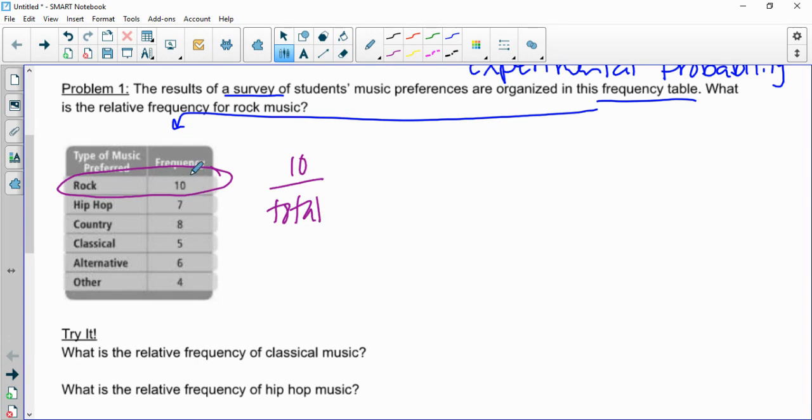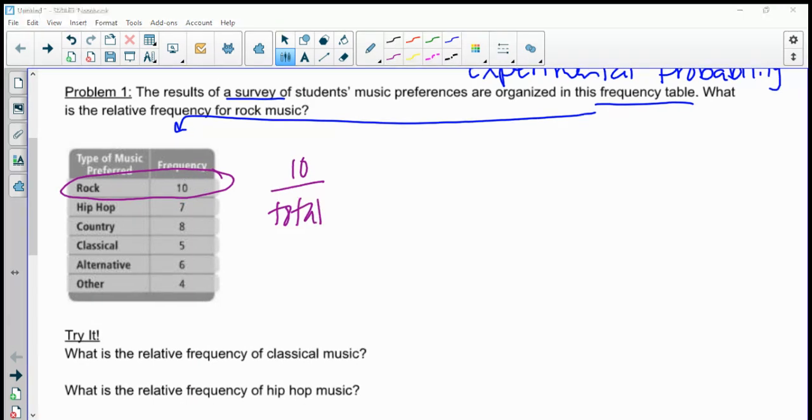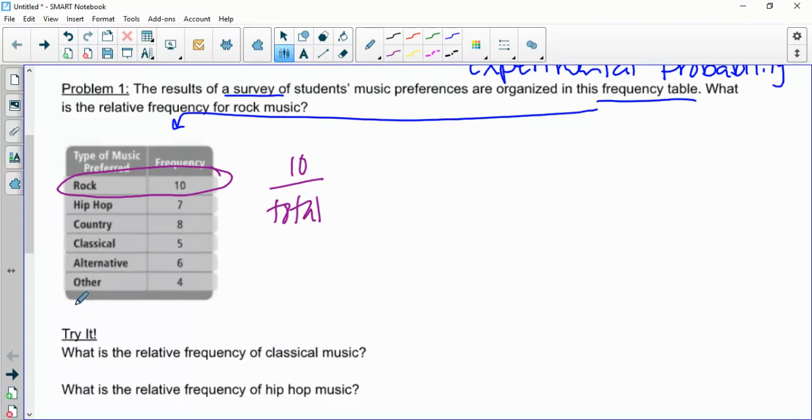So what we need to do is take all of these numbers and add them together to find the total. Let's see. I'm going to combine some of the things that I know, like 8 and 7 is 15. 6 and 4 is 10. So we got 10, 20, 35, another 5 would make 40. So our total is 40.